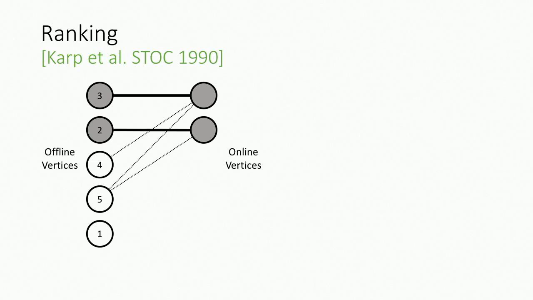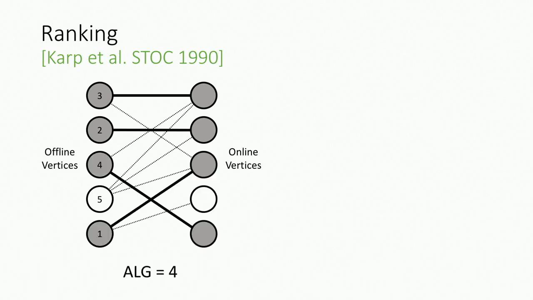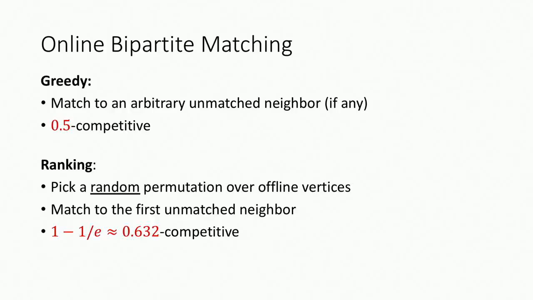It turns out that for this particular realization, the Ranking algorithm actually managed to match 4 edges. And of course, we will measure such a randomized algorithm based on the expected number of edges that it gets over the randomness of the ranks. What KVV showed was that this algorithm is actually 1 minus 1 over e competitive, which is roughly 0.632. And this ratio is the best you could hope for, no matter how smart your algorithm is. So in this sense, the classic online bipartite matching problem was settled almost 30 years ago.